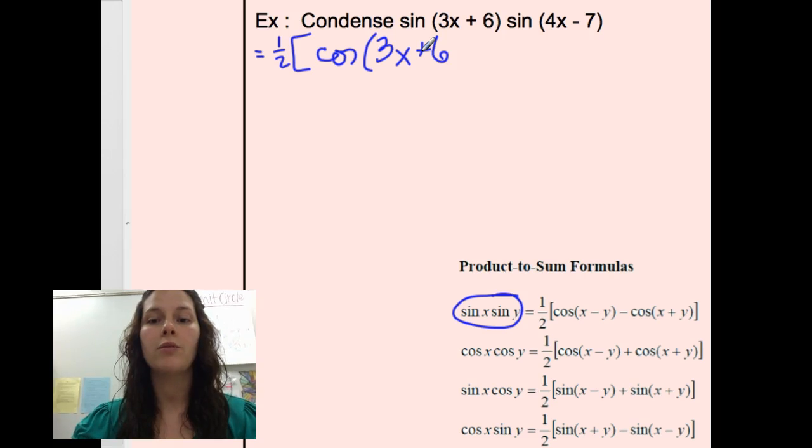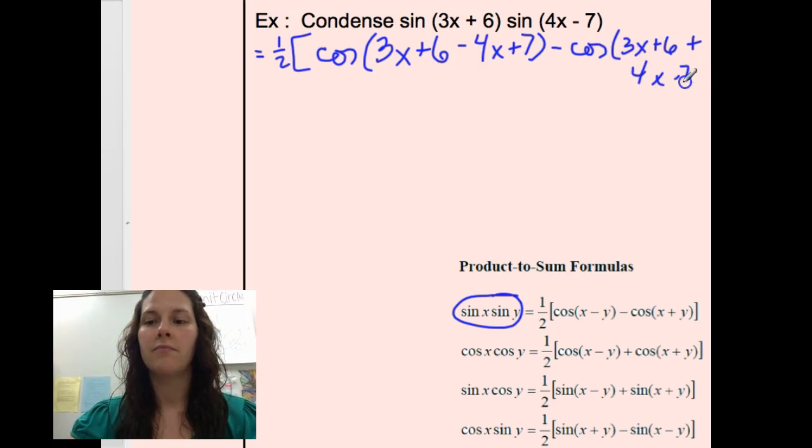Now be careful when you subtract that you distribute that subtraction to both pieces. So I'm subtracting the 4x and adding the 7, minus cosine of, and this time I'm going to add those two angles, the 3x plus 6 plus that 4x minus 7.